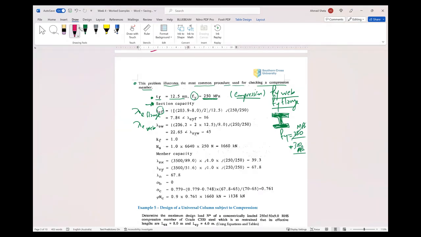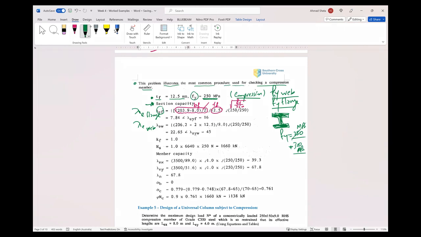So we have B flange over T flange times root F yield over 250. This is the formula for lambda effective, which is the width of the member, B flange, divided by the thickness, T flange, multiplied by root F yield over 250.